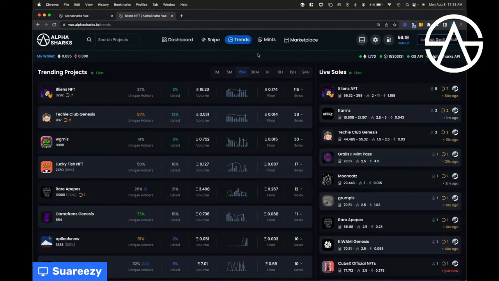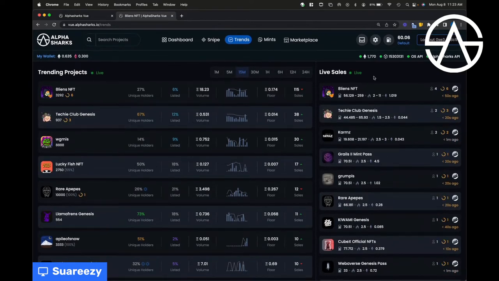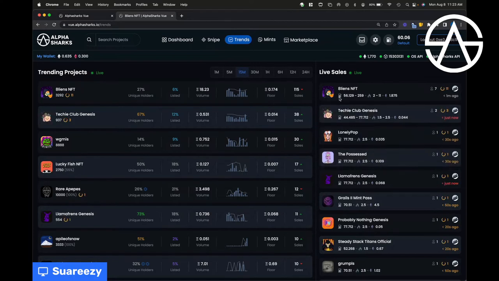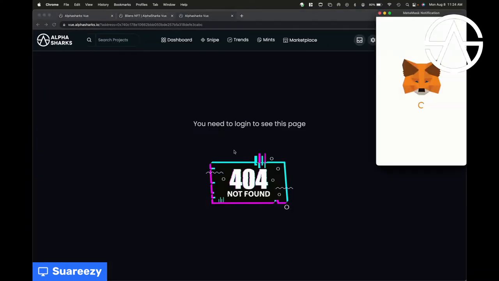One thing to check out if you have a momentum play and you don't know how to formulate your gas is this new feature that we've implemented on this sidebar under the Trends tab under Live Sales. You're going to have three symbols here: a gas pump, a flame, and a total ETH emoji. The gas pump is going to show you the gas range that people are using within the project. So if you don't know how much gas to utilize, this is pretty much telling you what people are using. So not only that, but if you go into the actual transaction, let's see.